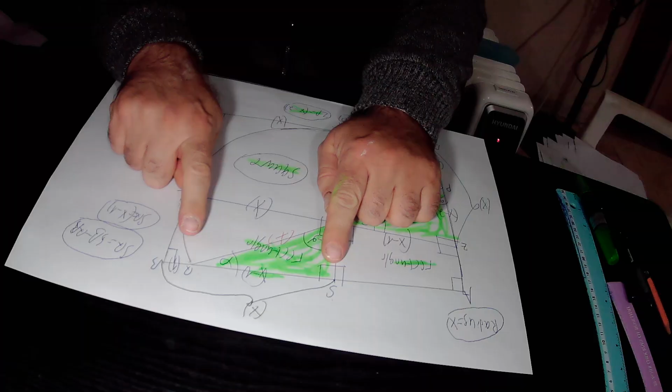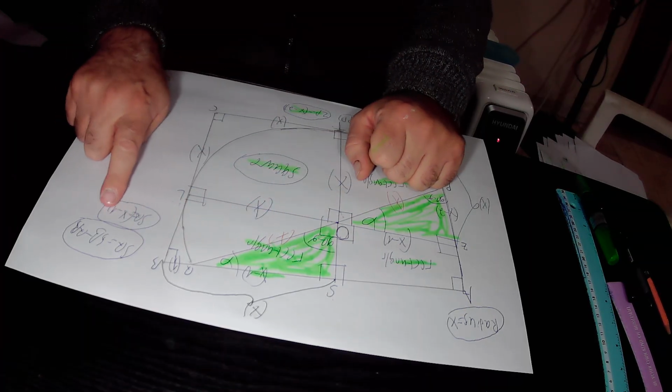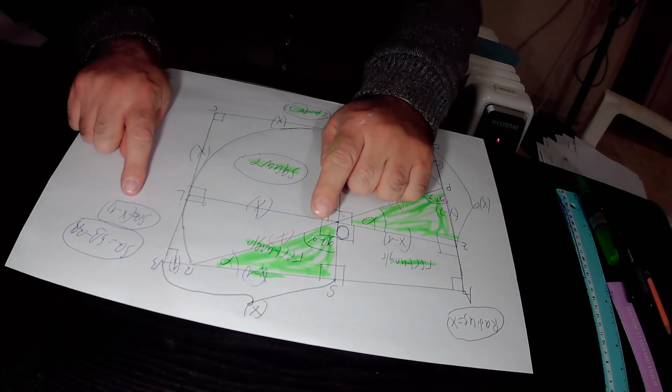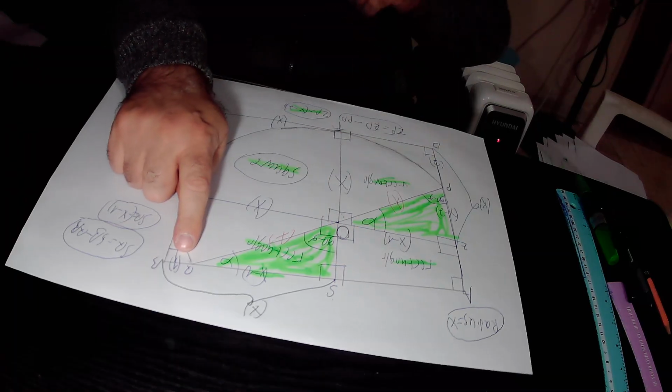What is the length of this line segment SQ? SQ equals SB minus QB. So SQ equals SB, that is X, minus QB, that is 1. So in total, SQ equals X minus 1 units in length.